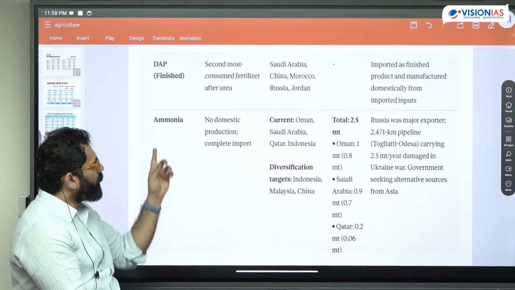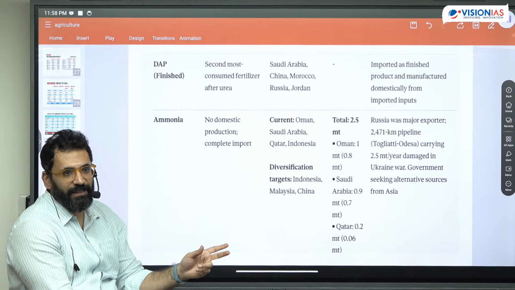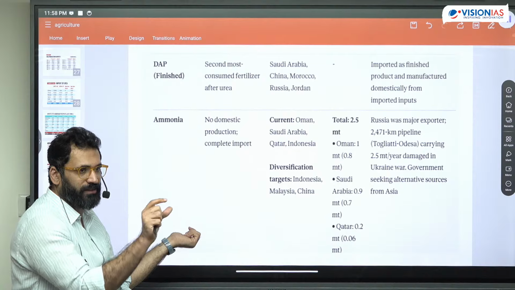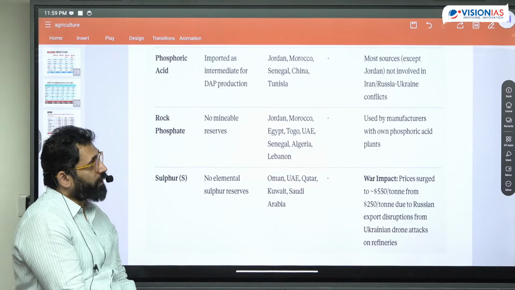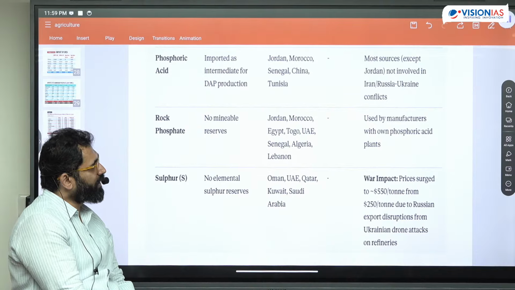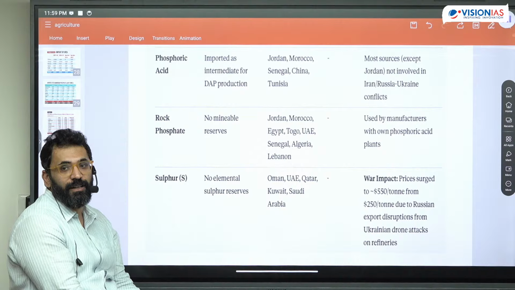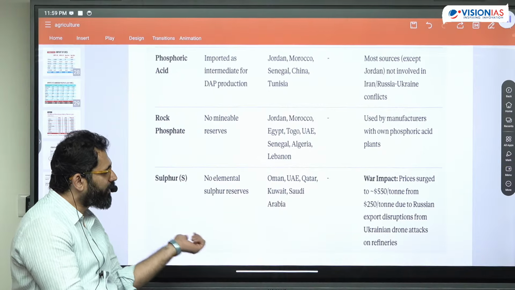DAP finished. We have already discussed. Ammonia comes from Oman, Saudi Arabia, Qatar, the raw product which I said. Just have a broad overview. These are all small facts in agriculture which can be framed as statements. Phosphoric acid, Jordan, Morocco, Senegal, China, Tunisia. Rock phosphate we've discussed. Sulfur is Oman, UAE, Qatar. Sulfur is mostly obtained from crude oil refinery. So it will come from where the crude oil refinery is. This is why these countries.